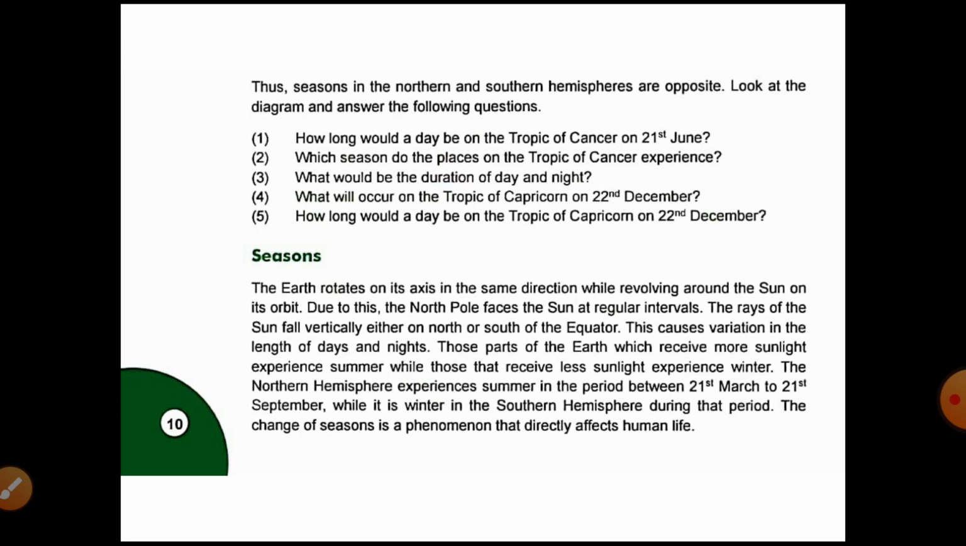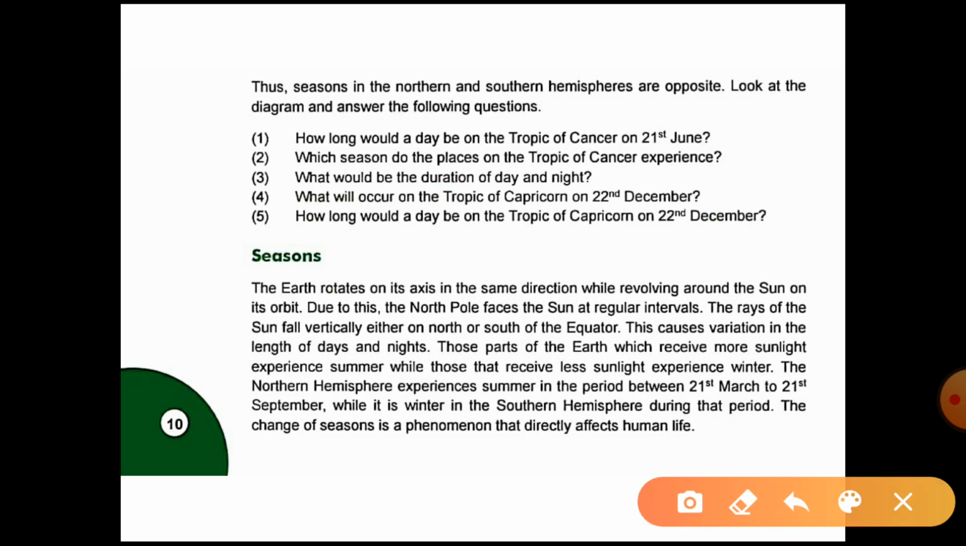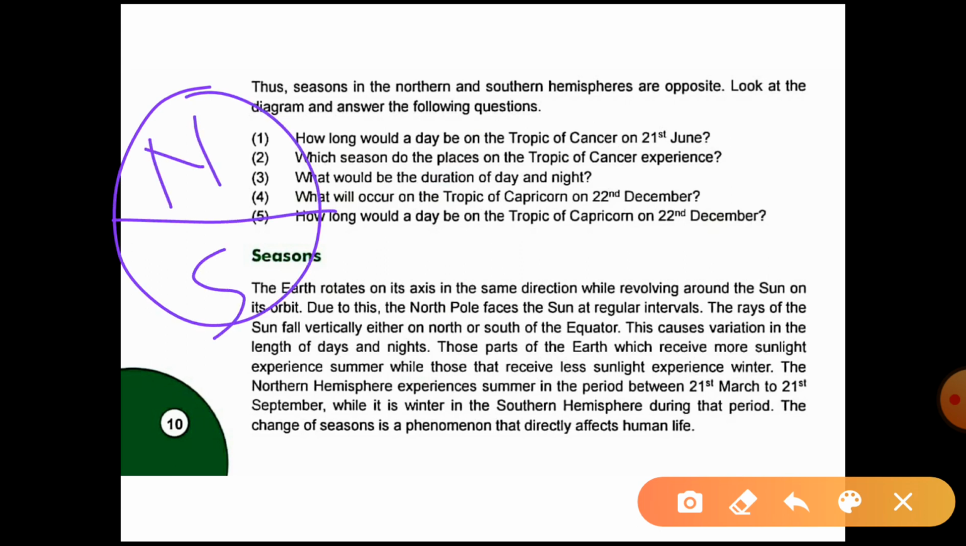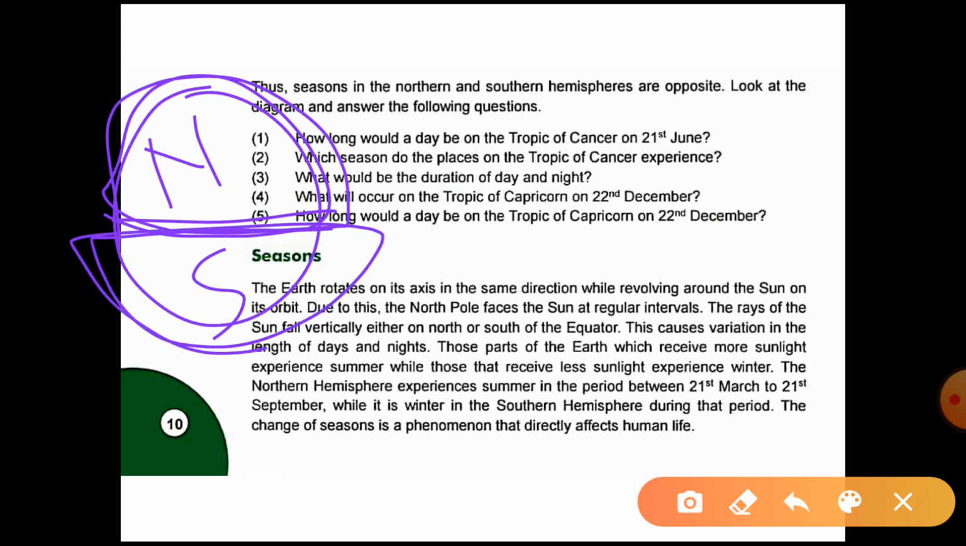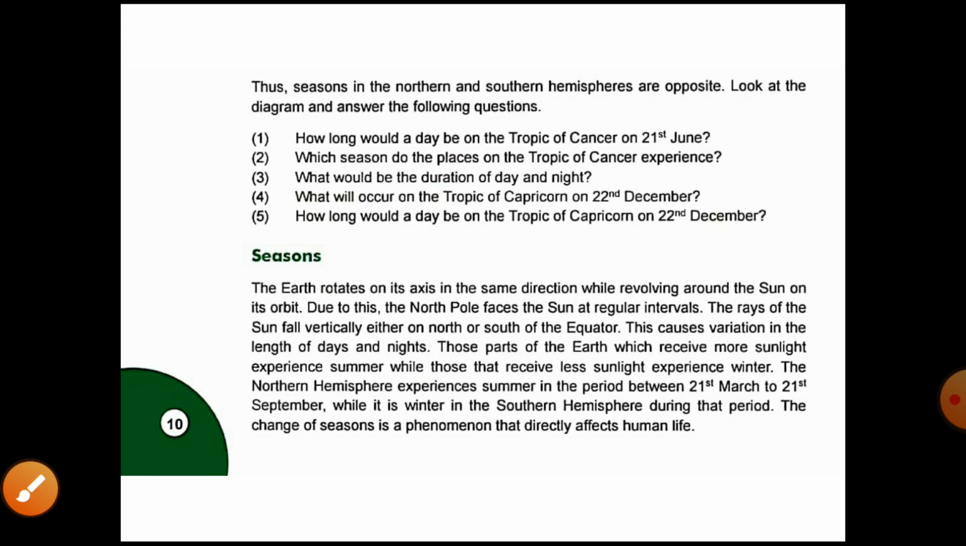While the northern hemisphere experiences summer season between 21st March and 21st September, at the same time the southern hemisphere, here northern hemisphere and here southern hemisphere, experiences winter. So from 21st March to 21st September, the areas in the northern hemisphere are experiencing summer season, and at the same time in the southern hemisphere they are experiencing a winter season.